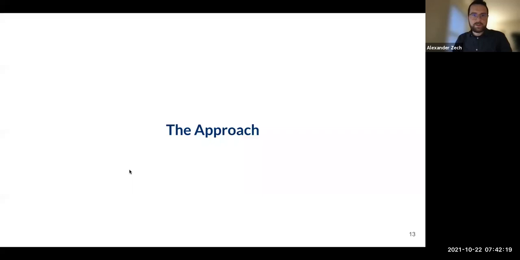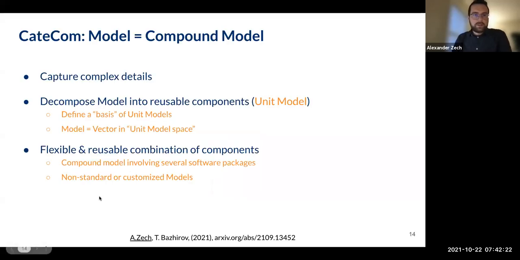So with that, we come to the CateCom approach. Our design principle here is that we would like to represent as many details about the model as possible with this data structure. And we do this first by decomposing the model into reusable components, which we call unit models. In this way, we want to create a basis of unit models such that a given model that is used for the simulation, which we call here a compound model, can be represented as a vector in this unit model space. So this is a very flexible approach, and we are able to reuse some of the components in different contexts.